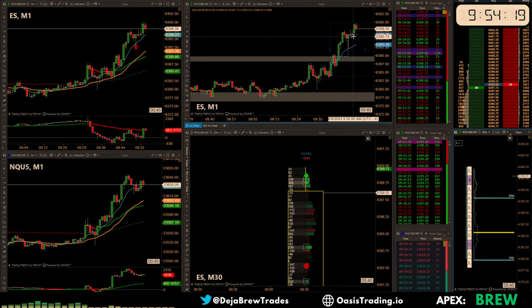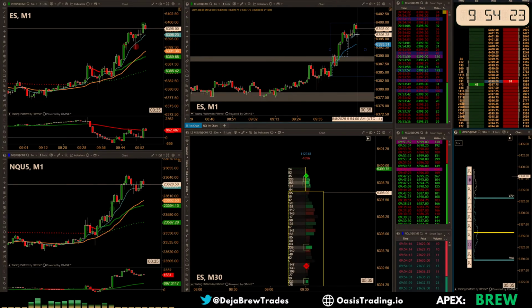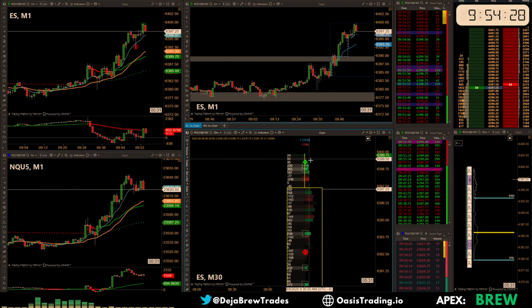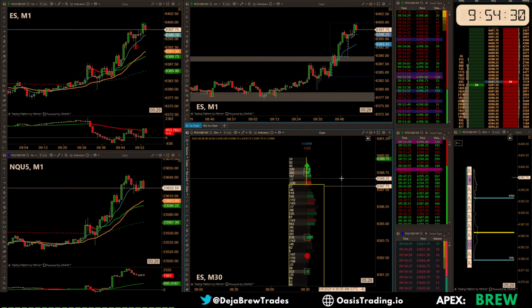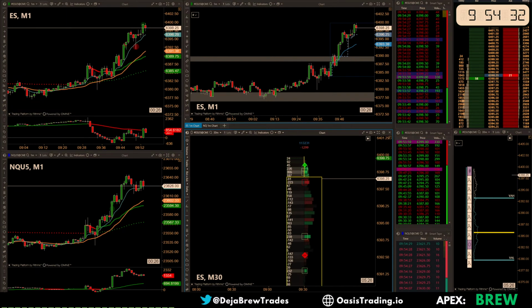Okay, we are shifting that POC higher, the breakout POC. Starting to build some higher value up here around 96. A little bit of absorption on the high. There's some delta getting stuck at 99.